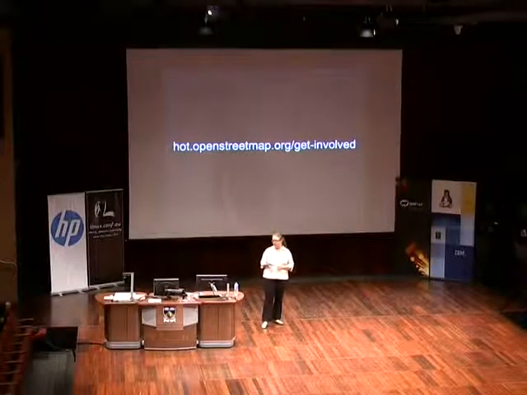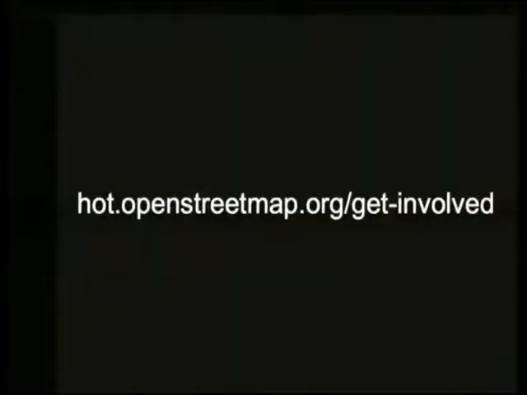And all those ways are at our website at hot.openstreetmap.org. If you click on the Get Involved button, both those sorts of positions are listed there, as well as some of the other things I talked about, like where the specific GitHub repositories are and what the specific projects are.